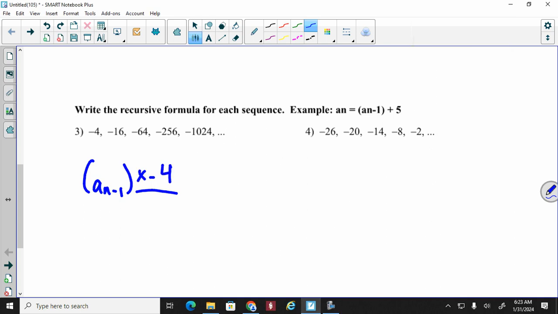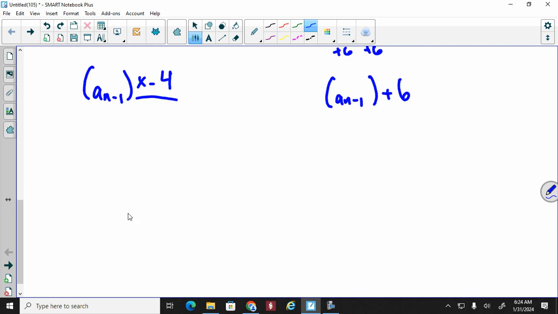Very simple. All right, the next one, question number 4, is, again, what am I doing every single time? Well, when I look, I know that I'm adding 6 every single time. So that means it's going to be a of n minus 1 plus 6.